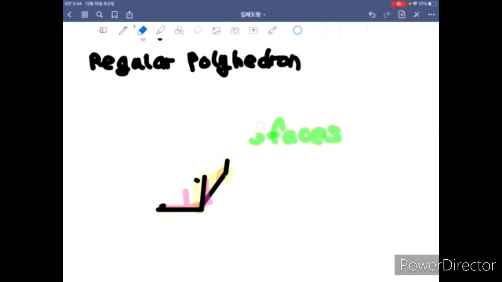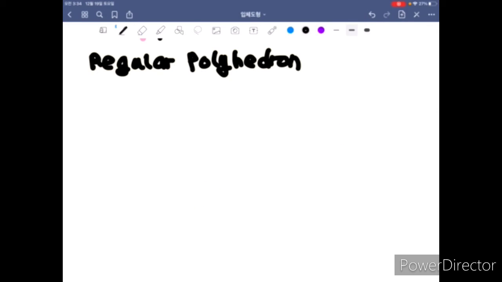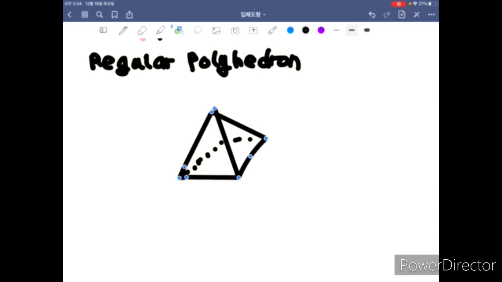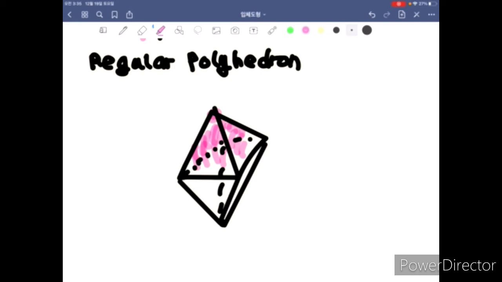The next polyhedron is the octahedron. The octahedron has 8 faces, and also it has 6 vertices and 12 edges, and one vertex has 4 faces that are next to it, and also the shape of the faces is an equilateral triangle.